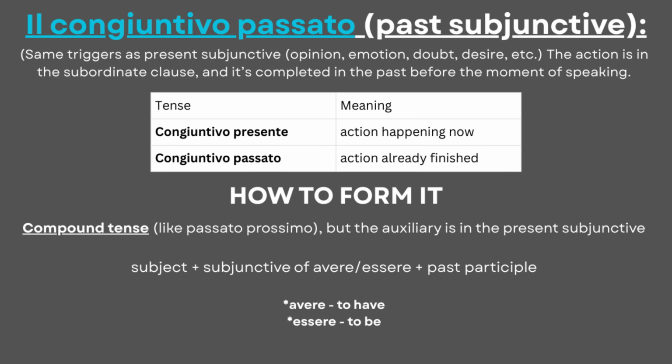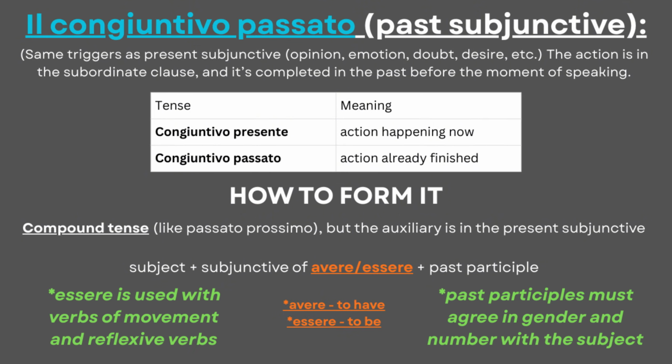In the previous video, I also showed subjunctive endings, which will be needed in the congiuntivo passato. Because the two verbs have irregular forms, we have to remember and use them in the present subjunctive with a past participle. This way, we create the pattern of the past subjunctive. Also, don't forget that essere is used with verbs of movement and reflexive verbs, and that past participles must agree in gender and number with the subject.